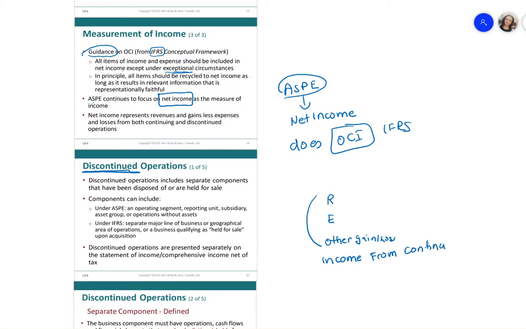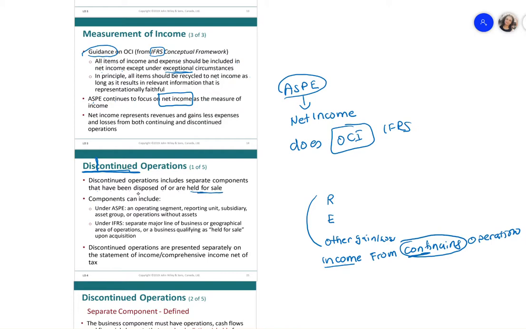The part we wanted to learn is that we pay taxes after we calculate the income from continuing operation. And the next step is that the norm of your business is continuing operation. If something is discontinuing, it has its own separate component on our statement of income, or an income statement. When we think of a discontinuing operation, it includes separate components that have been disposed of or held for sale.